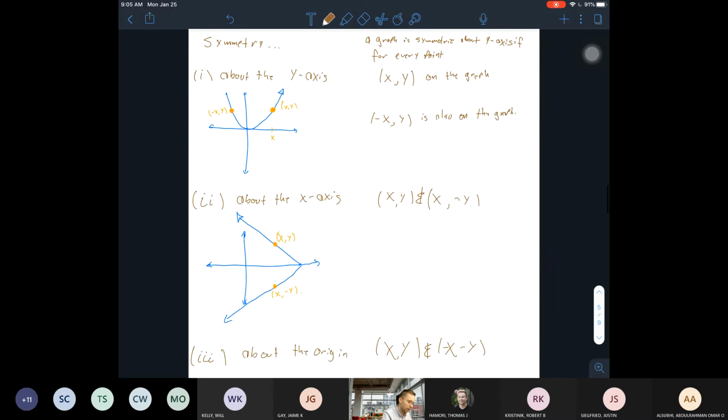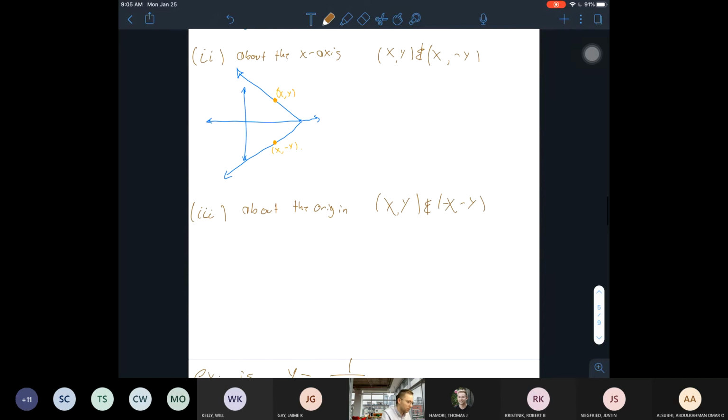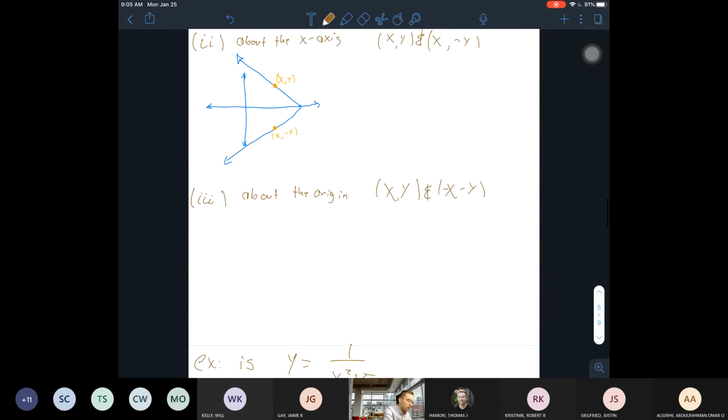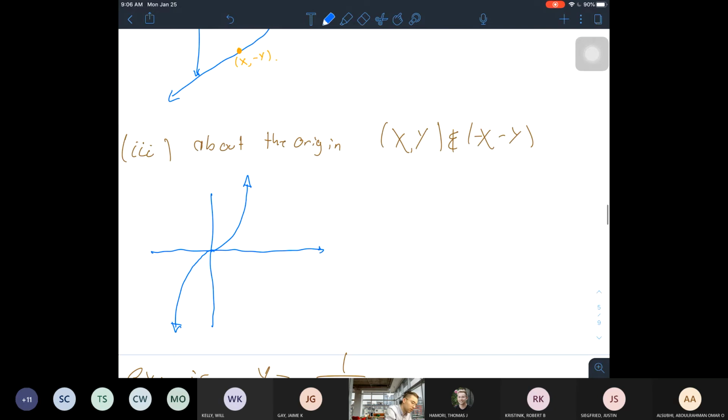Okay, and the final one we have is symmetry about the origin. It's going to be easiest if I just draw a picture of a function which is symmetric about the origin. We can draw this equation, the graph of that equation.